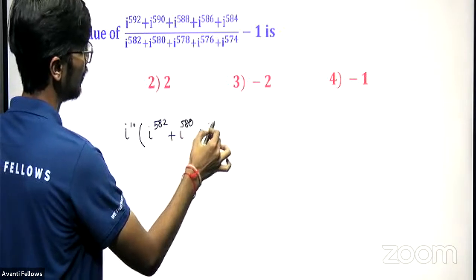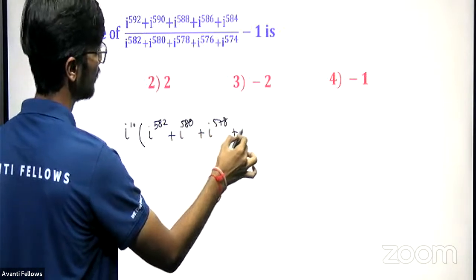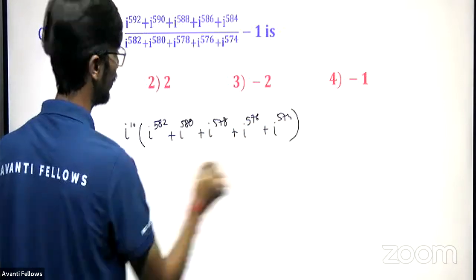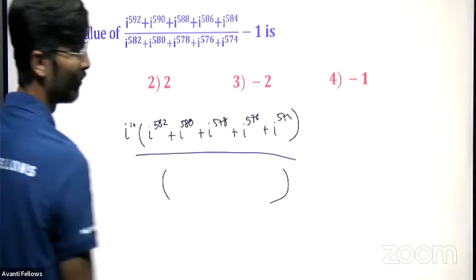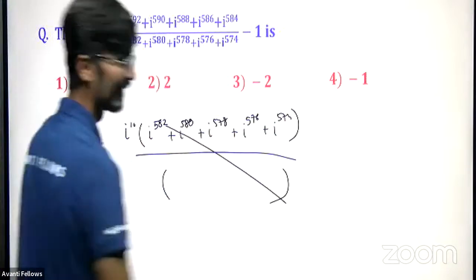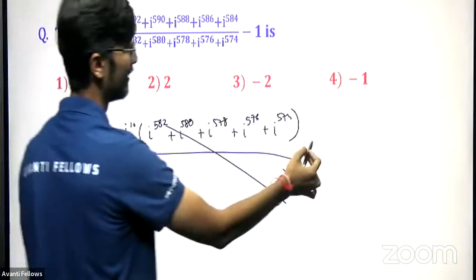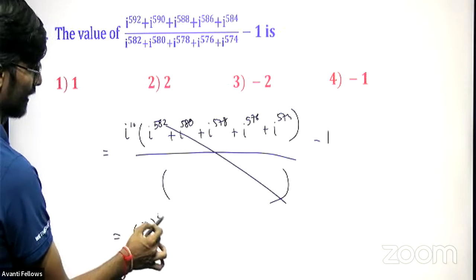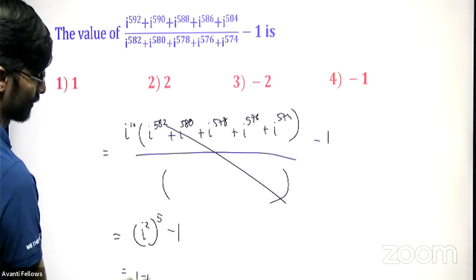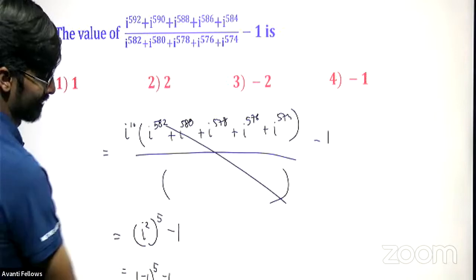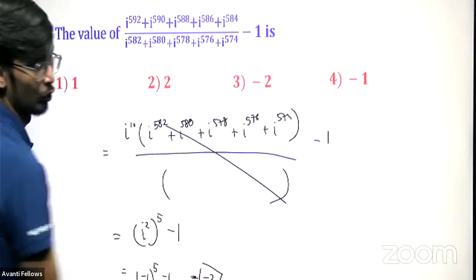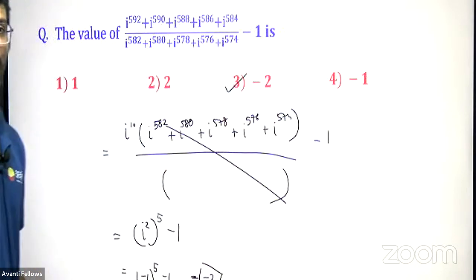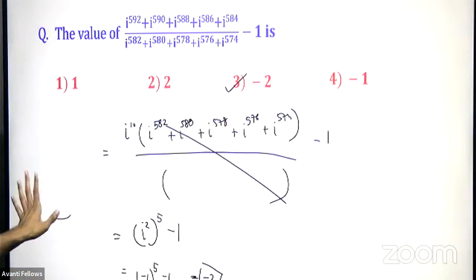580, 578, 576, 574. And the same thing is written in the denominator. So this will get cancelled. Minus 1 is also there. So i raised to 10. i raised to 10 is i square raised to 5, minus 1. Minus 1 raised to 5 minus 1, which is minus 2. So what option is it? It is option 3. I hope it is clear. Let's move on to the next question.